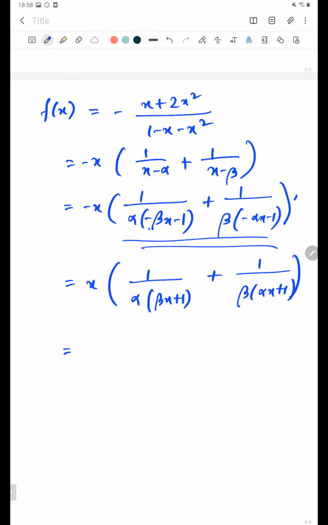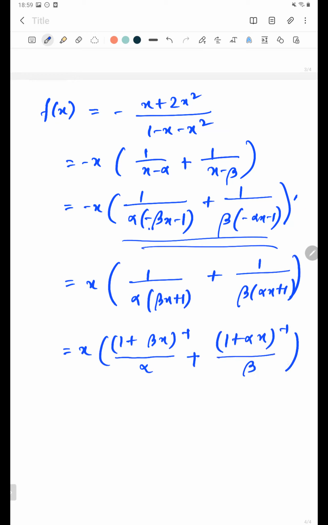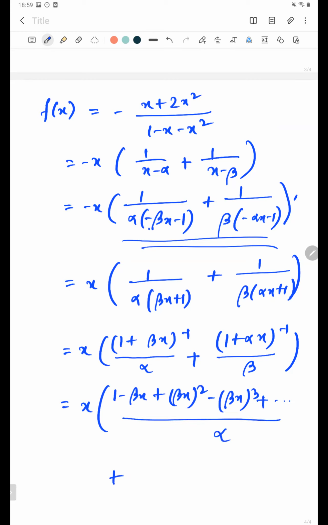This is again equal to x into 1 plus beta x inverse by alpha plus 1 plus alpha x inverse by beta, that is again equal to x times 1 minus beta x plus beta x square, simple binomial expansion, minus beta x cube plus so on by alpha, plus 1 minus alpha x plus alpha x square minus alpha x cube plus so on by beta.